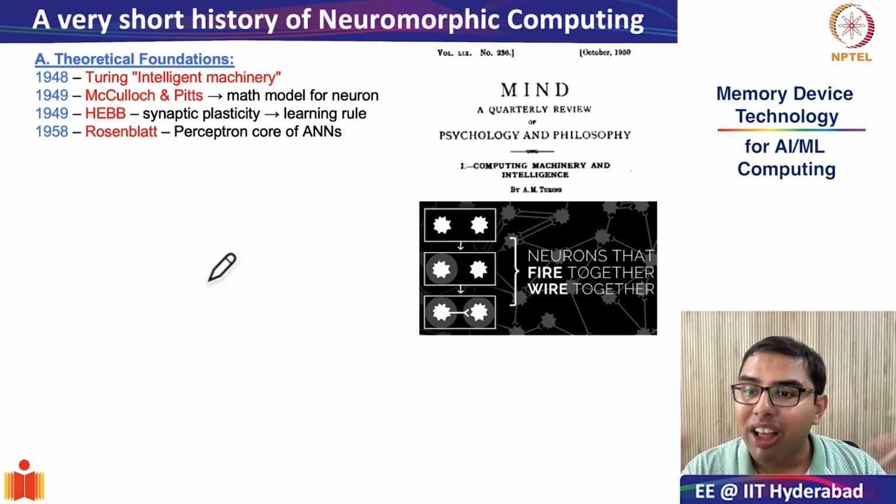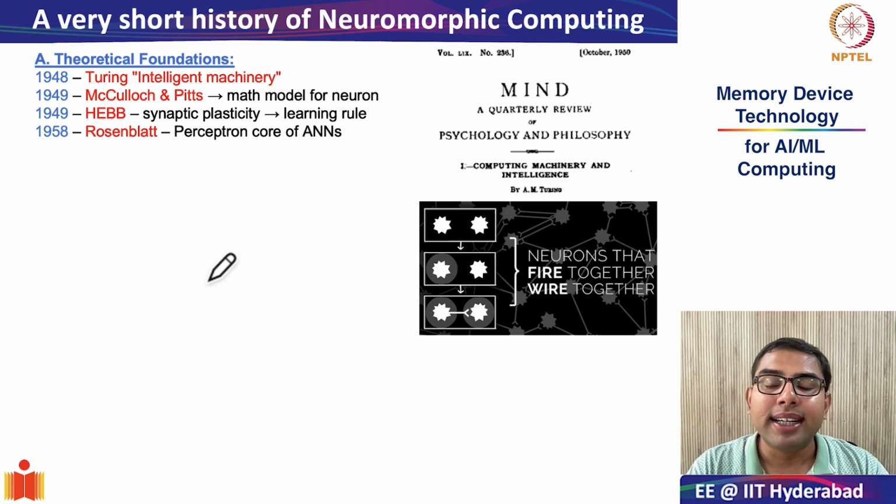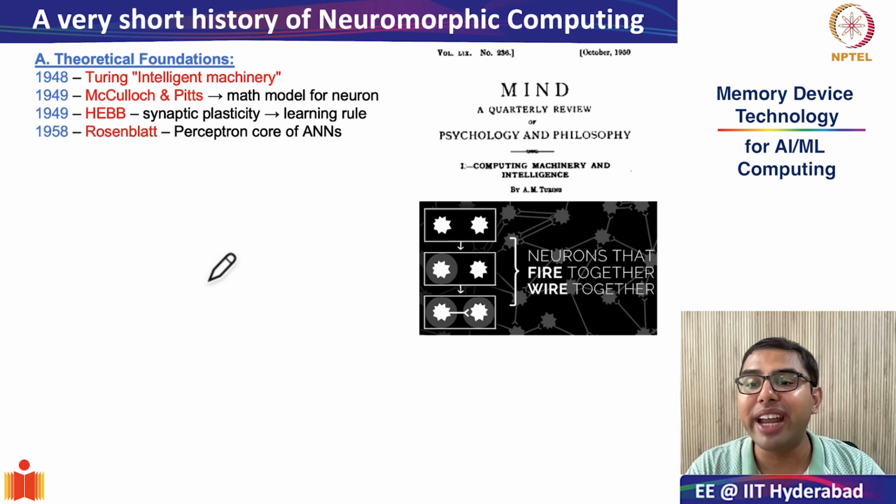In 1949, we saw two breakthroughs: the McCulloch-Pitts neuron model, which formalized the idea of artificial neurons, and also the big breakthrough of localized learning rules by Donald Hebb. And we will look at Hebbian learning in detail in our future classes.